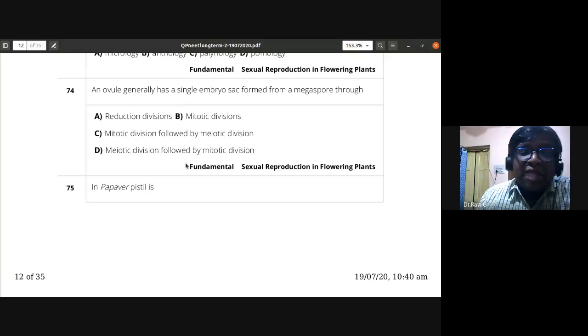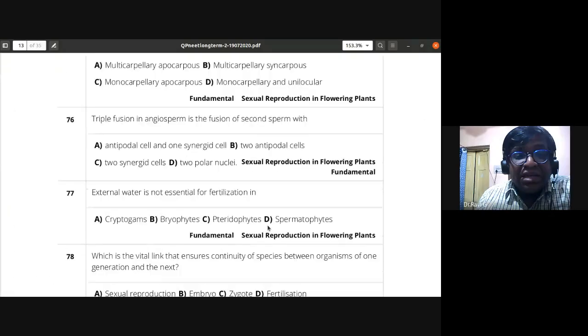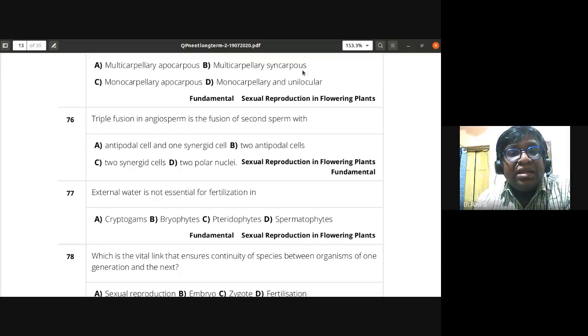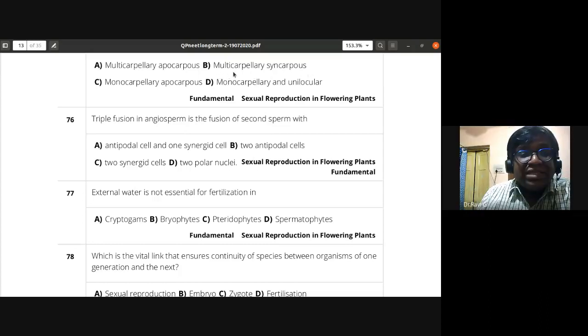75th, in Papaver pistil, Papaver somnifera, the poppy plant, the pistil is multicarpellary syncarpous. B is the answer. It is multicarpellary syncarpous. They have quoted this example in the NCERT book. So remember it, multicarpellary syncarpous.